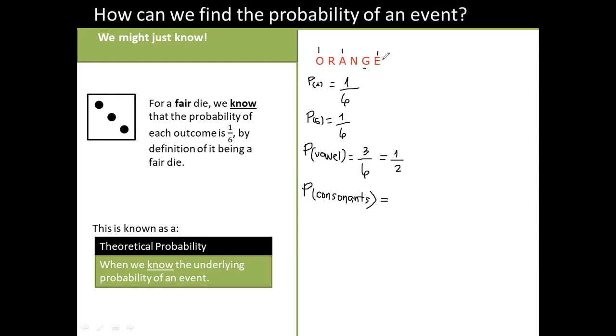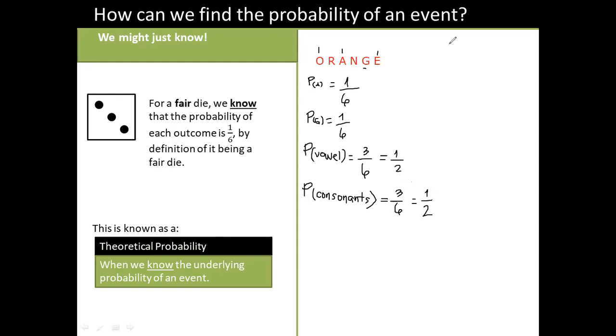We have letters R, N, and G. So therefore, the probability is 3 out of 6, the same as the vowels. That is equivalent to 1/2, since there are 3 vowels in the word orange, and there are also 3 consonants in the word orange. Okay, so that is probability.